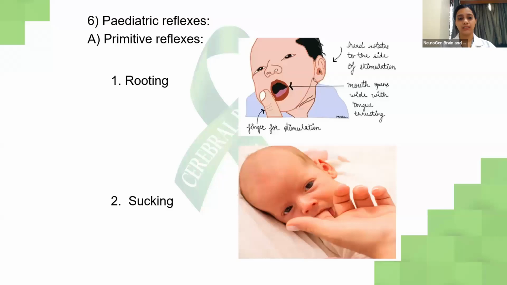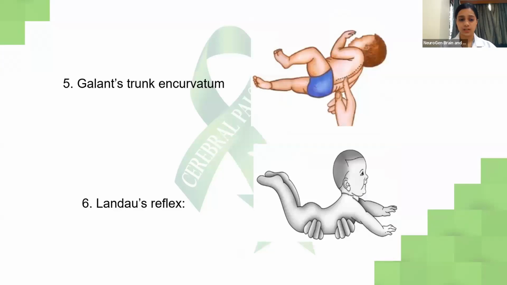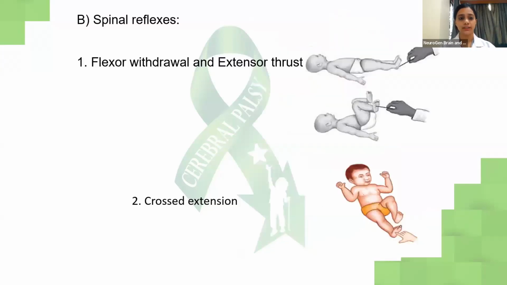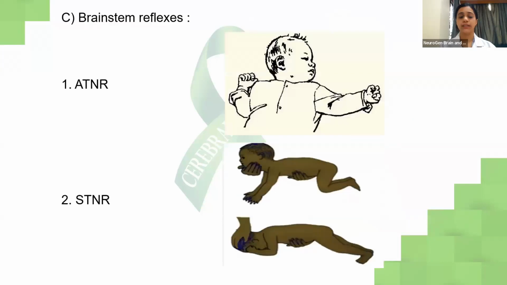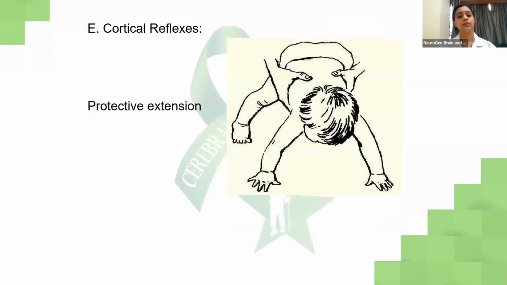Okay, so primitive reflexes include rooting, sucking, palmar and plantar grasp, Moro's reflex, Galant's trunk, Landau's reflex. These things need to be checked on the child. Then the spinal reflexes include the flexor withdrawal, extensor thrust, cross extension, and the brainstem reflexes include ATNR, STNR, TLR. Midbrain reflexes include the righting reflexes. Cortical reflexes include the protective extension reflex.